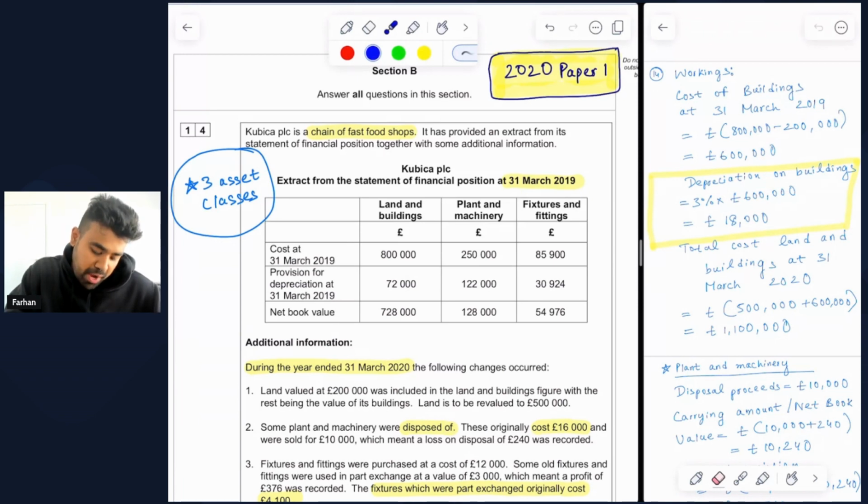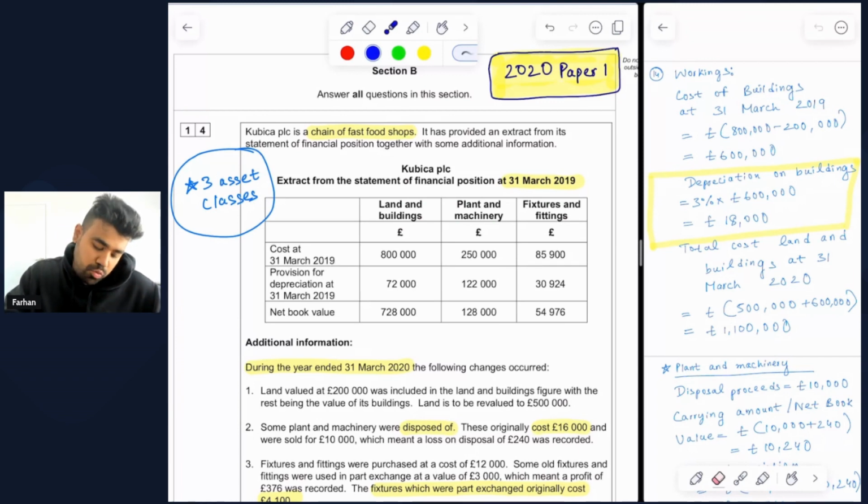And during the year, we have made no additions, no disposals, but we do know the land, which was valued at £200,000 at the beginning of the year, was valued at £500,000 by the end of the year. Which means there has been a revaluation of £300,000, which is what we have shown here. And that gives us the total value for land and buildings combined at 31 March 2020 to be £1,100,000, which aligns with what we have calculated on the right hand side of the workings. Okay, what about plant and machinery?